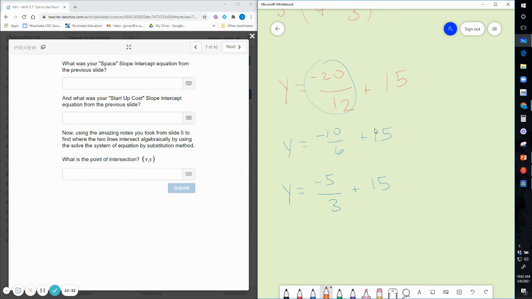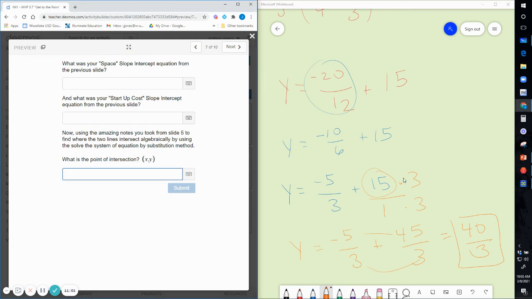And now the problem is we're adding to a whole number. So let's go ahead and turn 15 into thirds. Okay, how can you turn 15 into thirds? Normally there's a 1 on the bottom. What if we just multiplied everything by 3? So now we get negative 5 thirds plus 45 thirds. And now since we have a common denominator, we can combine this and we get 40 thirds is our y value. Okay, so x value was 20 thirds, y value was 40 thirds.